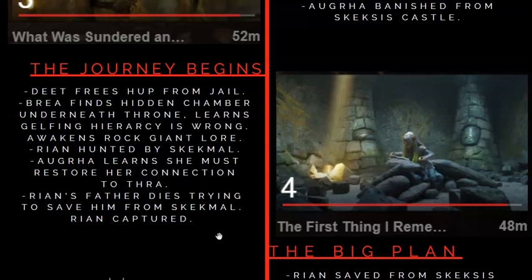And Rian's father dies trying to save him from Skekmal. Those little gobbly things that come up from the ground and eat everybody. He died that way. And we thought that Skekmal was going to die too, but then he escapes last minute and grabs Rian. So that's kind of how that episode ends.